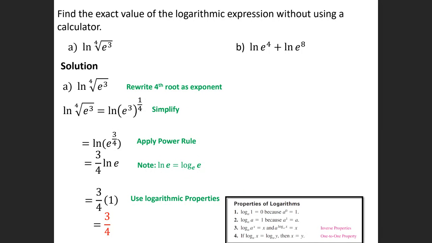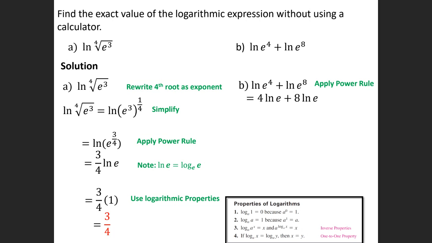Again, all these steps use just my basic properties to solve for these logs without using a calculator. How about B? The natural log of e to the 4th power plus the natural log of e to the 8th power. The first thing I can do is apply the power rule. Let's do them separately. The 4 I'm going to multiply to the natural log, and the 8 I'm going to multiply to this natural log. So 4 times the natural log of e plus 8 times the natural log of e.